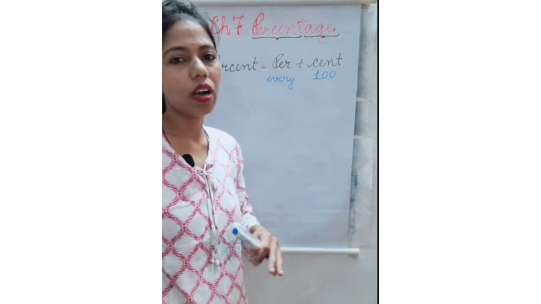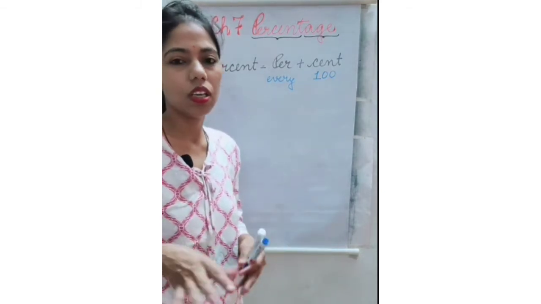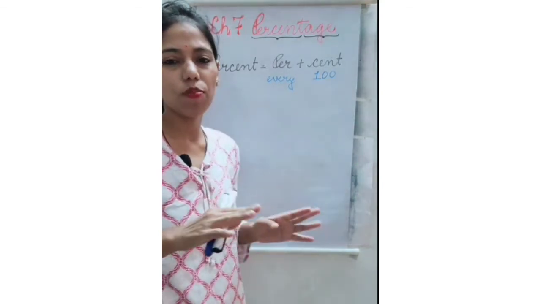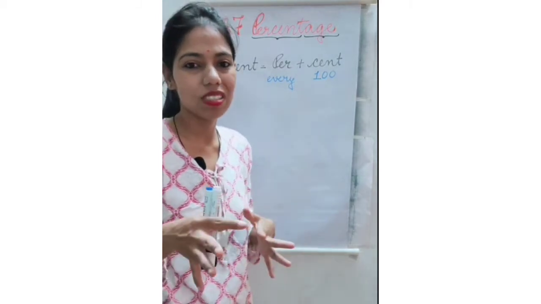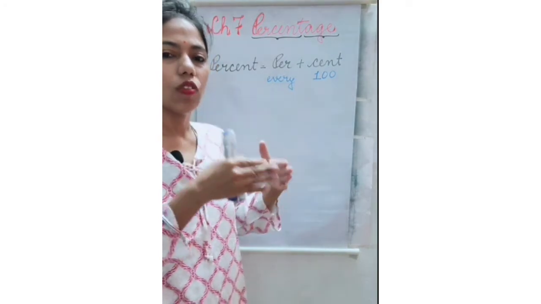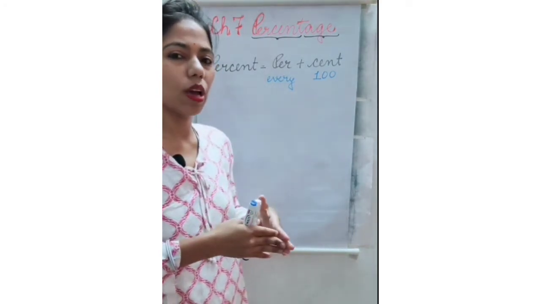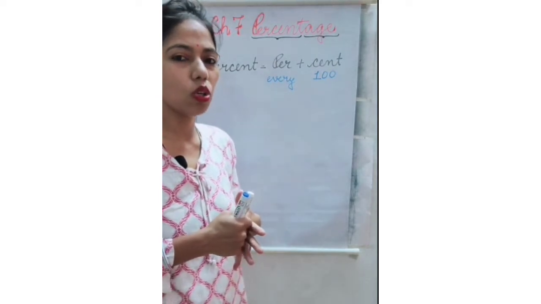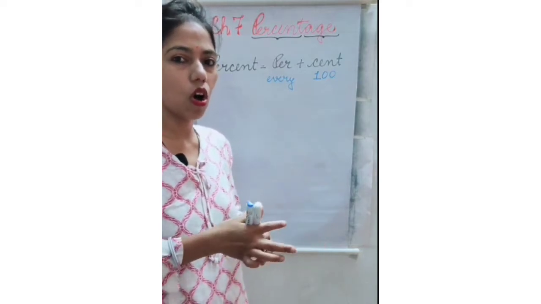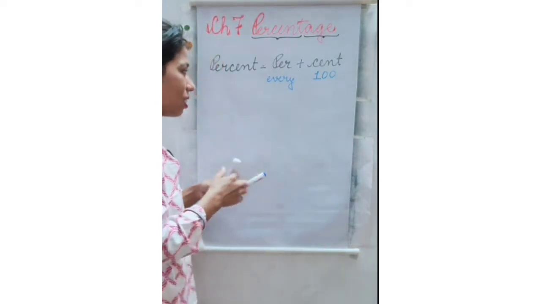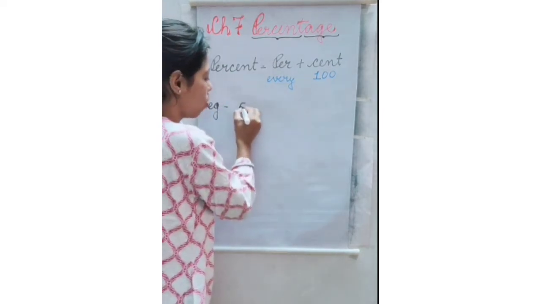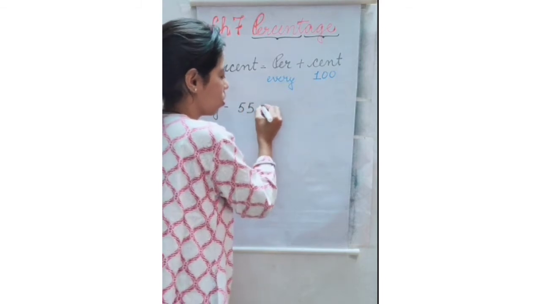You must have gone to market with your parents during festive season, and you must have seen the hoardings like 25% discount, 30% discount, 50% discount. So what does that discount stand for? It means 25% of that total amount will be reduced from the total cost of that object or item. So let's understand it with the help of an example. Let's take an example of 55%.